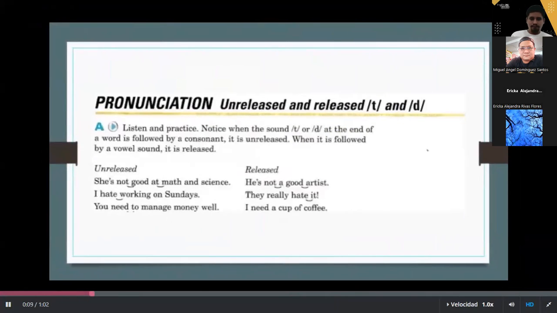Pronunciation. Unreleased and released, T and D. Part A, listen and practice. Notice when the sound T or D at the end of a word is followed by a consonant, it is unreleased. When it is followed by a vowel sound, it is released.